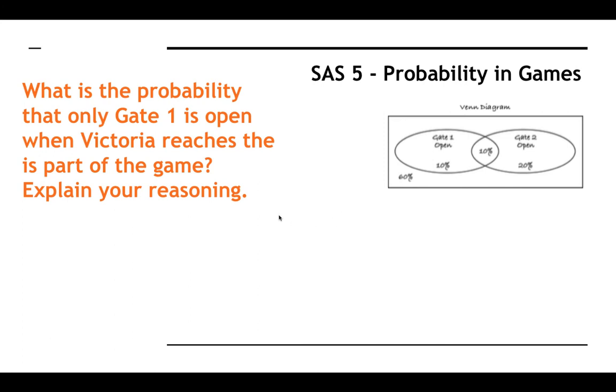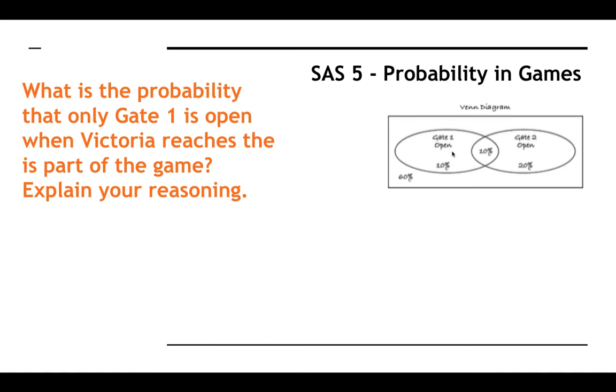All right, what is the probability that only one gate is open when Victoria reaches this part of the game? So when do we show when only one gate is open? All right, when gate 1 is open, it's in this section right here, and gate 2 is not open, because if they were both open, it'd be in this intersection. So we know that at least 10% of the time, only one gate is open.